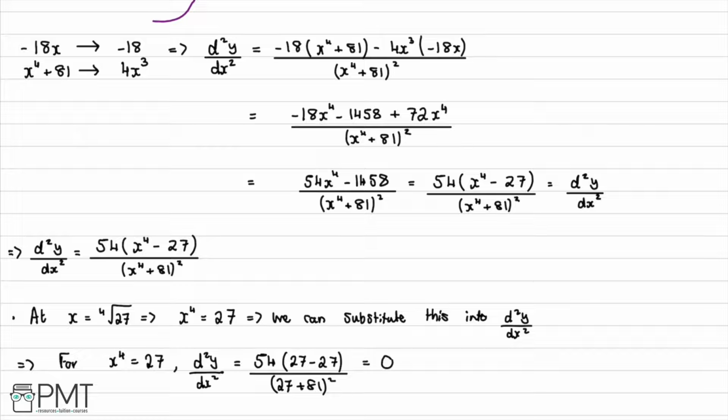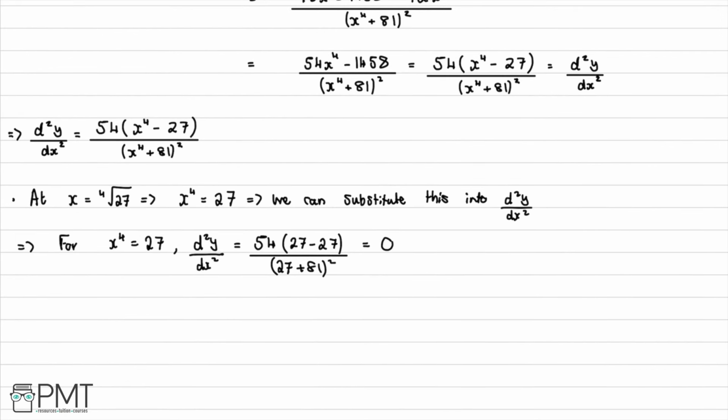So then what we can now do is take a point which is slightly greater than x to the power of 4 is equal to 27, and substitute this in as well. So for x to the power of 4 greater than 27, we can see here that our numerator is always going to be positive because we're going to have a number which is greater than 27. So this term here will always be positive, and we know that this is being squared, so this can never be negative. So therefore, we'll have that d squared y by dx squared is always going to be greater than 0.